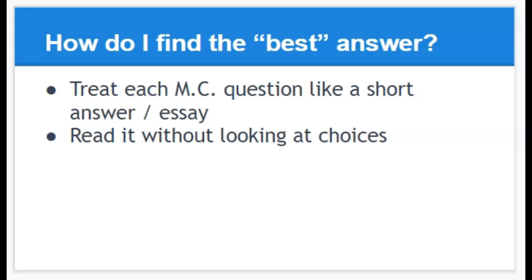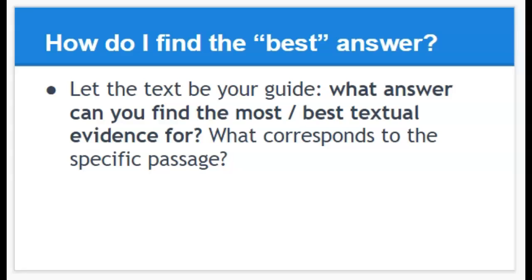You should also treat each multiple choice question like it is a short answer or essay question. So try to cover up the answer choices and try to answer the question on your own. Read the question, try to answer it without looking at the choices, and then look at the answer choices, and hopefully you'll find an answer that matches up with what you were already thinking before you looked at them. And the best thing to do is just let the text be your guide. What answer can you find the most or best textual evidence for? What corresponds to that particular passage?